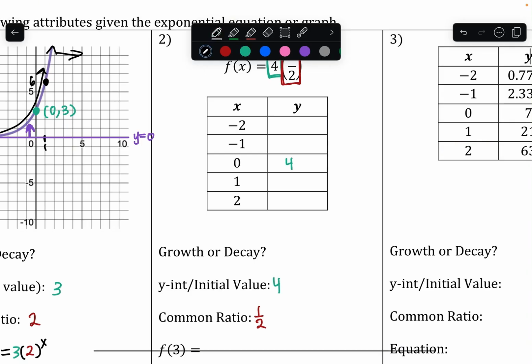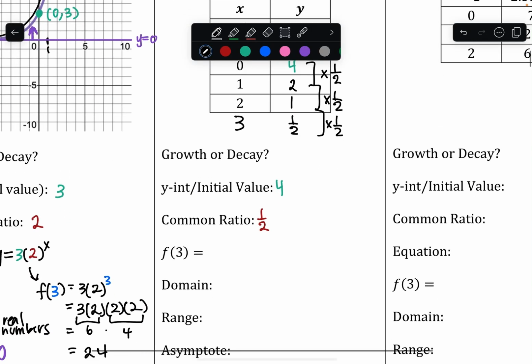And then while we're here, I'm going to go ahead and fill in some other values. If we keep multiplying by that common ratio, we would get 2. Multiply by 1/2 again, we get 1. Multiply by 1/2 again, we get 1/2. So I'm just adding that to the table because they do ask for f of 3. And so now at f of 3, I can see my value is 1/2.